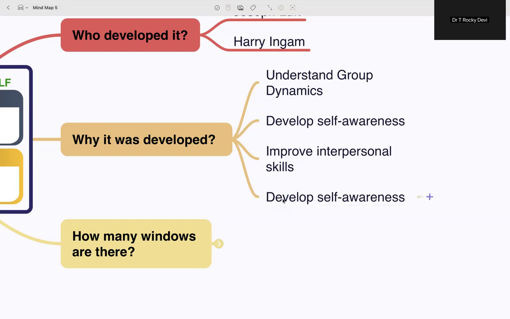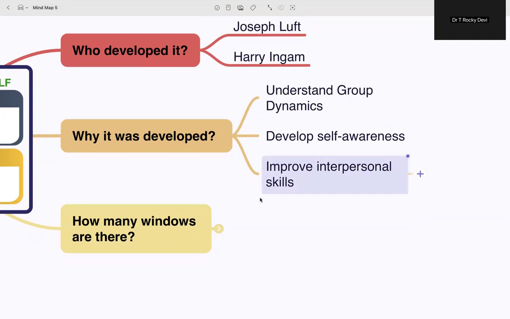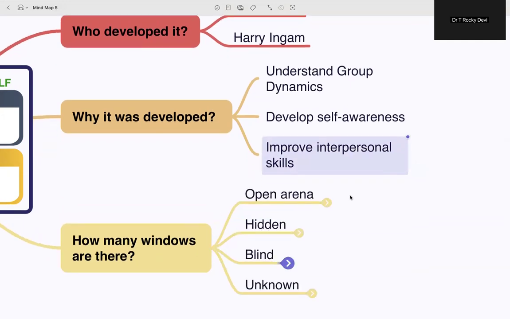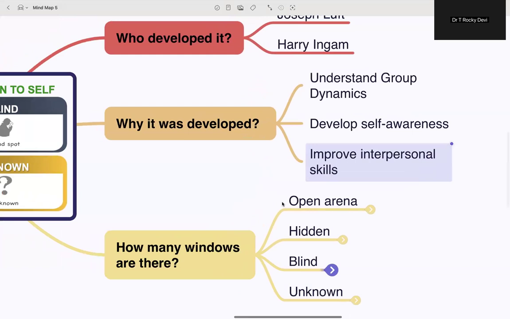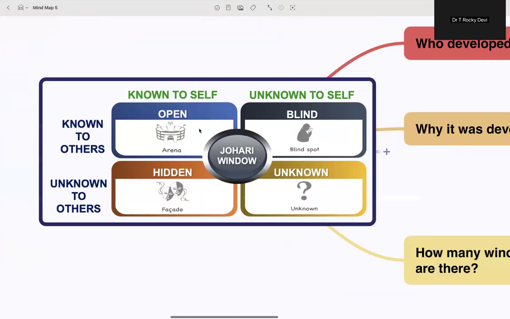The next one is how many windows there are. If you see here, there are four windows: open arena, hidden, blind, and unknown. When do we call it an open arena? Open arena is when you know about yourself and others also know about you.